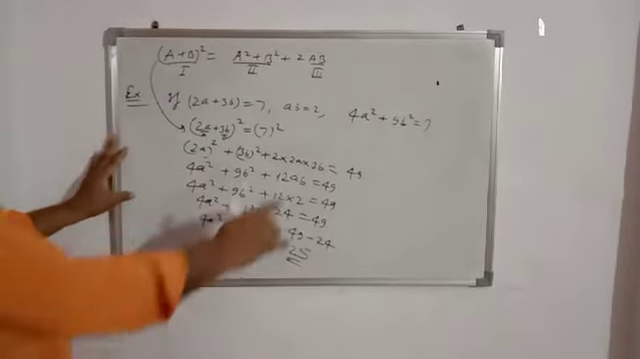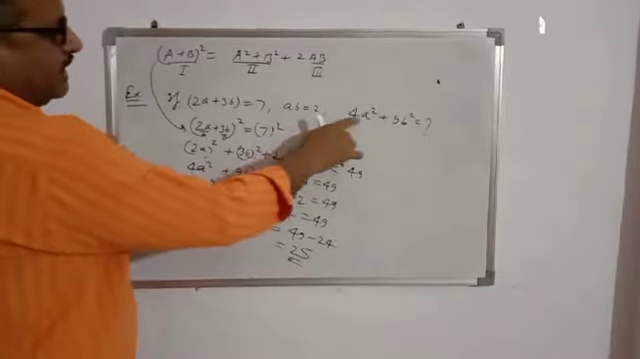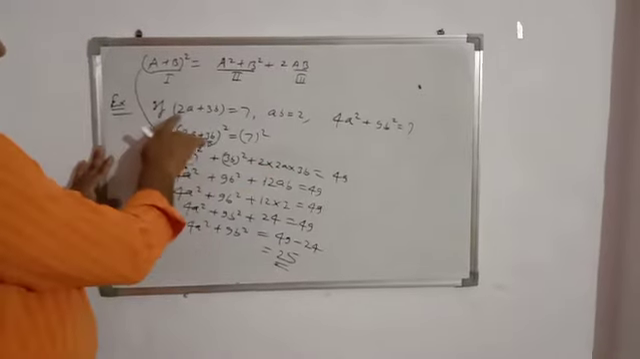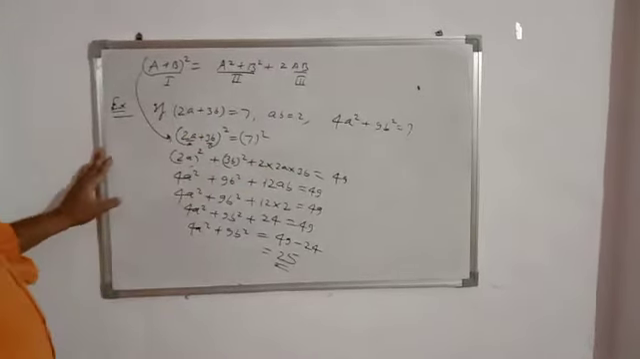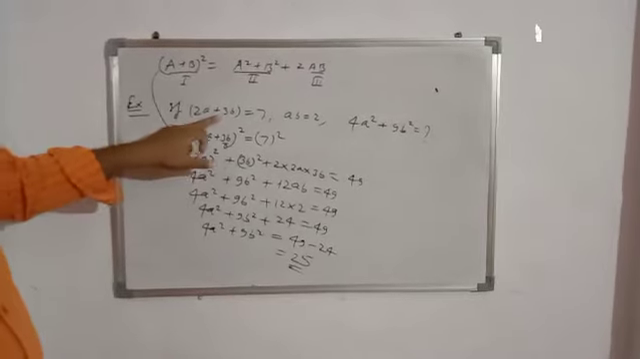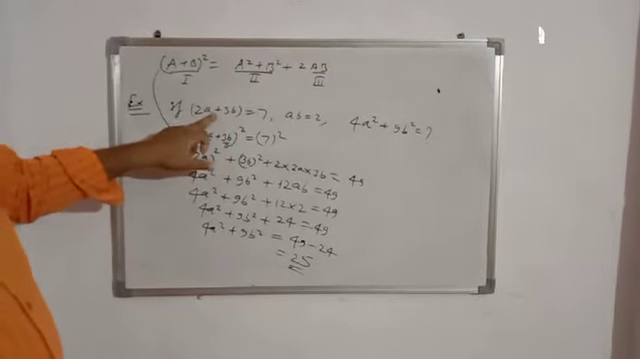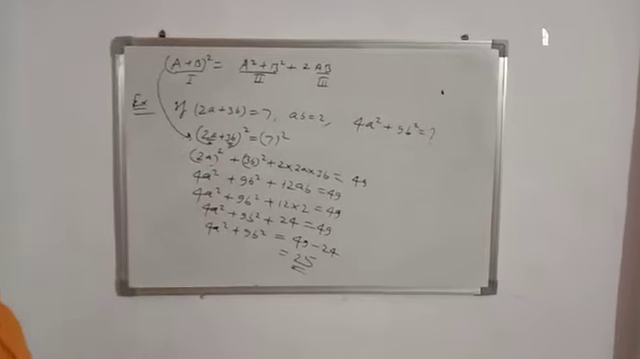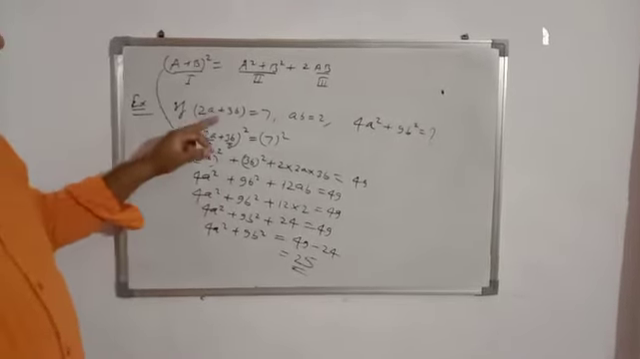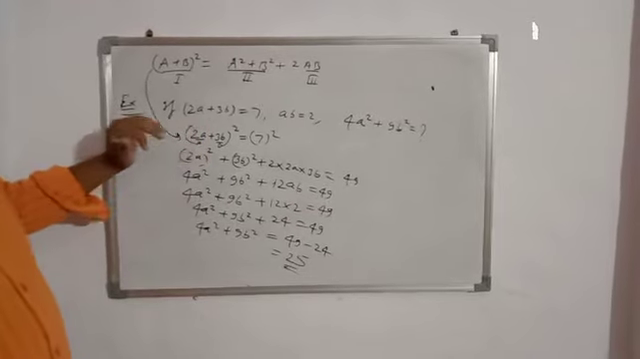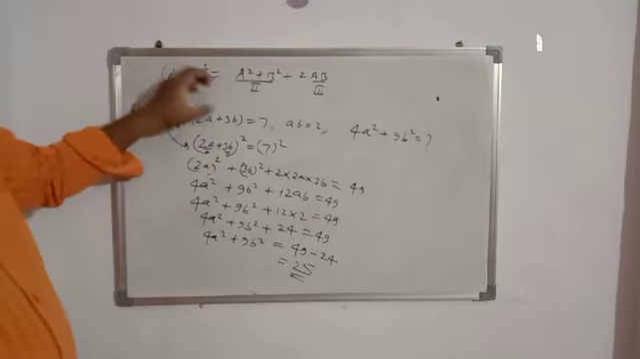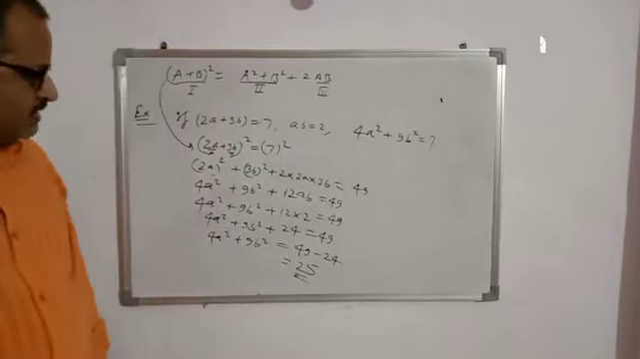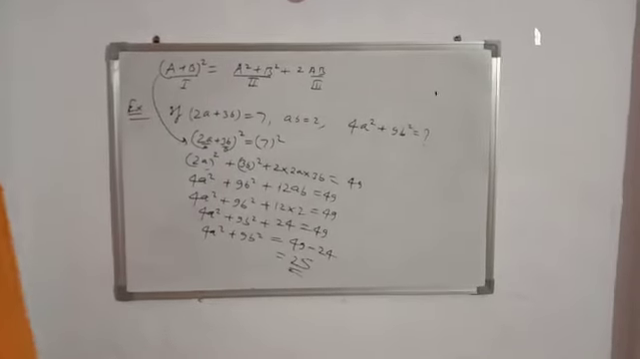If we have to find the value of 8a cube plus 27b cube, then we will take the cube on both the sides. If in place of 2a plus 3b, it is given 2a minus 3b, again we will take the square on both the sides. So with the help of this example, I have applied the above identity, (a plus b) whole square is a square plus b square plus 2ab. This is the application of this identity.